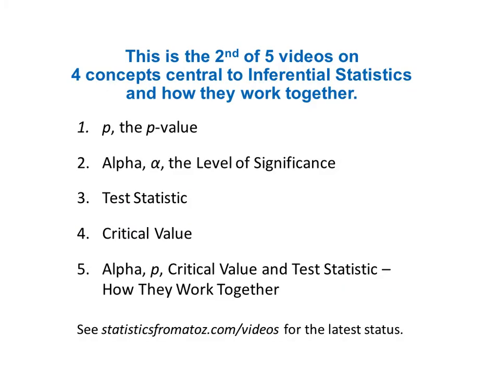In inferential statistics, we don't have all the data from a population or process, so we perform statistical tests on a sample or samples of data. The two main methods of inferential statistics are hypothesis testing and confidence intervals. And there are four statistical concepts which are central to inferential statistics: P, the p-value; alpha, the level of significance; test statistic; and critical value.